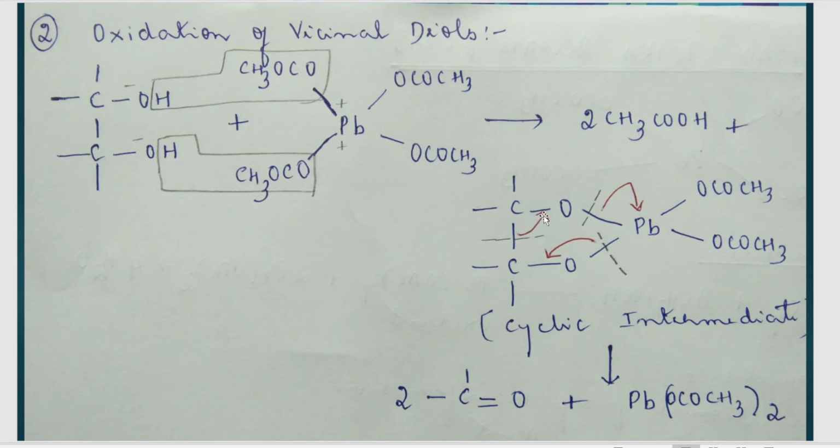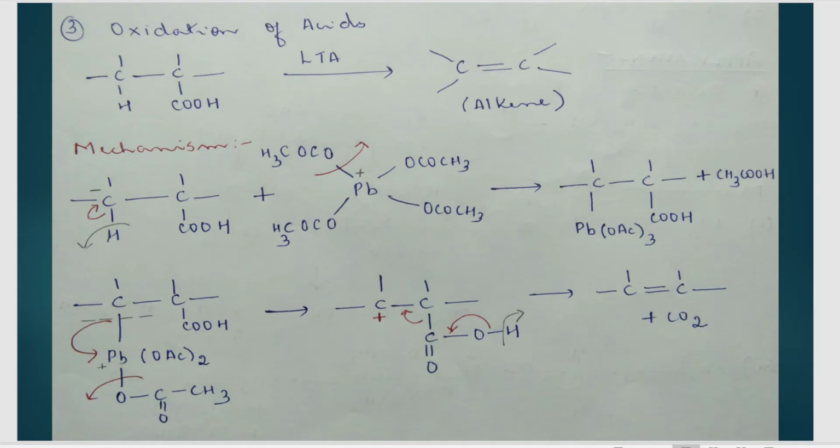So what do you get? Two molecules of C double bond O, and what is Pb left with? Pb(OCOCH3)2. So this is the second example. Now the next example is oxidation of acids.